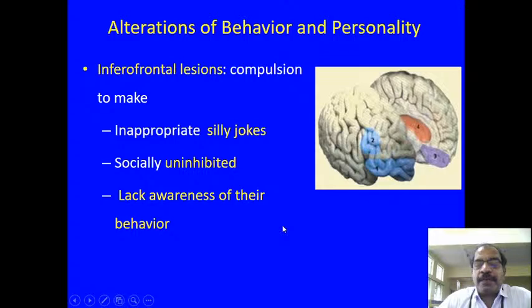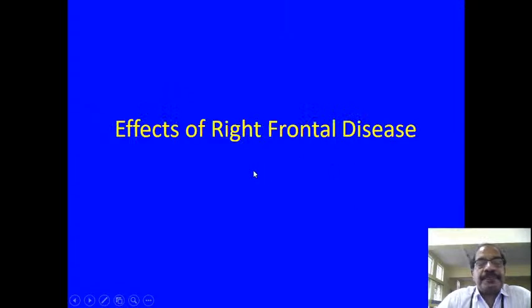And they are not bothered about this type of abnormal behavior because the frontal lobe can't decide that this is wrong. So there may be socially uninhibited behavior, abnormal jokes, or abnormal social behavior when there is involvement of the inferior part of the frontal lobe.